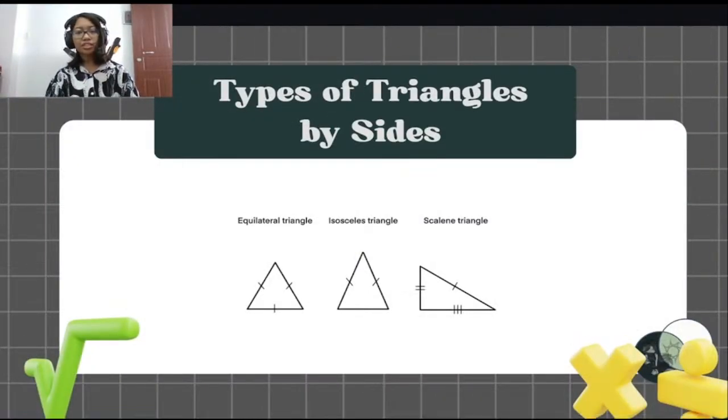Types of triangles by sides. Triangles can also be classified by their sides. An equilateral triangle has all sides equal. An isosceles triangle has two equal sides. A scalene triangle has all sides of different lengths. Special right triangles come from isosceles and equilateral triangles.